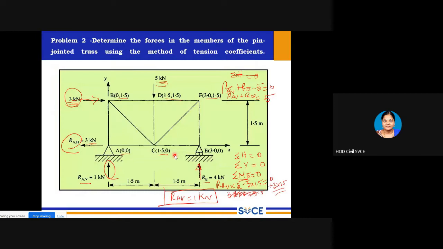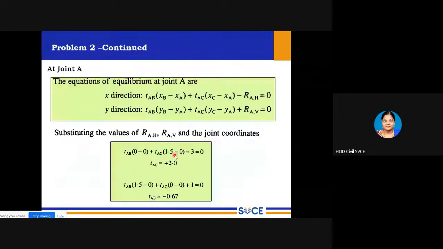They will identify or they will locate the coordinates very easily if it is a two-dimensional truss. Whereas coming to the three-dimensional truss, students will find difficulty in locating the XY coordinates of a particular joint. Okay, that has to be done correctly because all the equations are dependent upon your X and Y coordinates, right? XB, XA, YB, YA, YC, YA, etc. So if the X and Y coordinates are identified wrongly, the entire problem will go wrong.